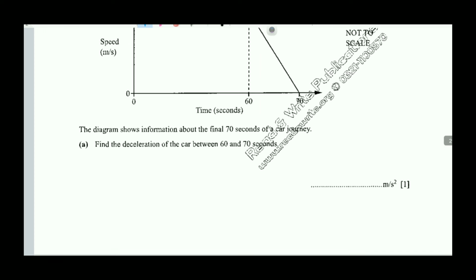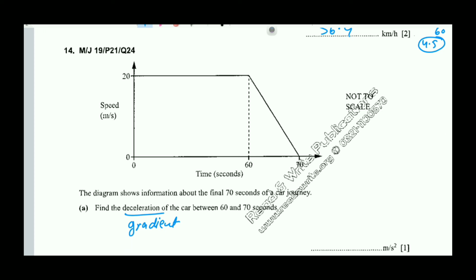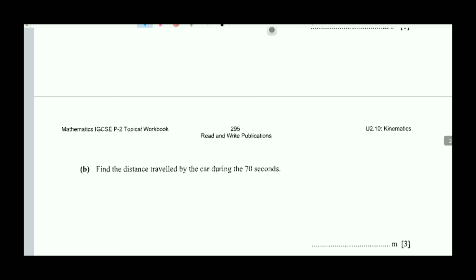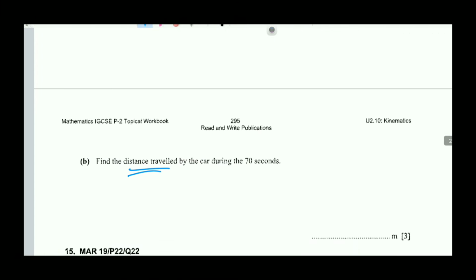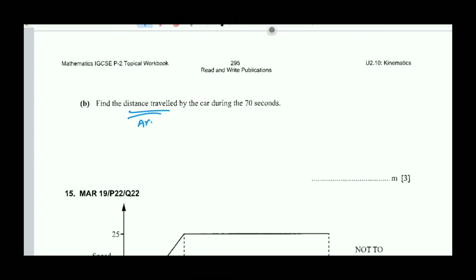Next question, deceleration. Again very simple. You have to find gradient. From 60 to 70 seconds you have to find the gradient of this line. Values are given to you so you can easily find. For the total distance of 70 seconds you will find the area of trapezium. You will use the area of trapezium here.